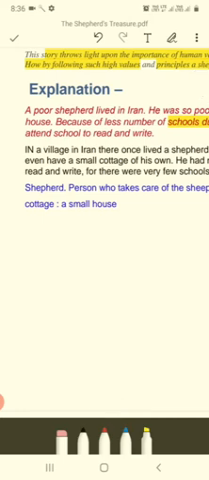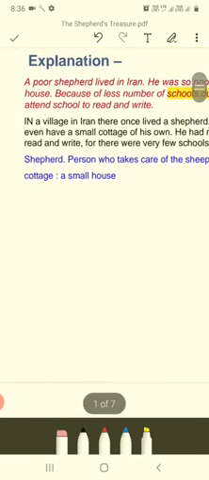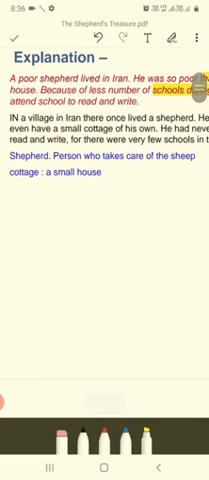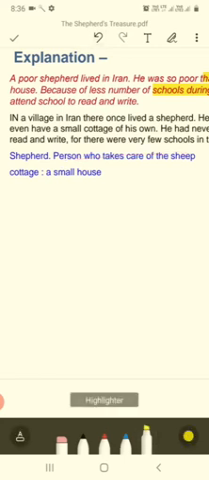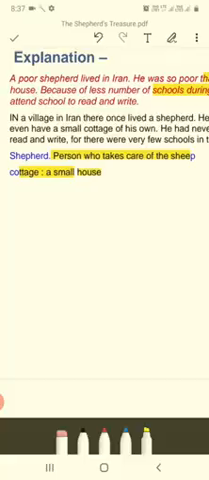Okay, so I'll just read out the important summary. There are two words which you should know here. They are shepherd, a person who takes care of the sheep, right? And then the other one is cottage. It can be termed as a small house. All right. Moving on.